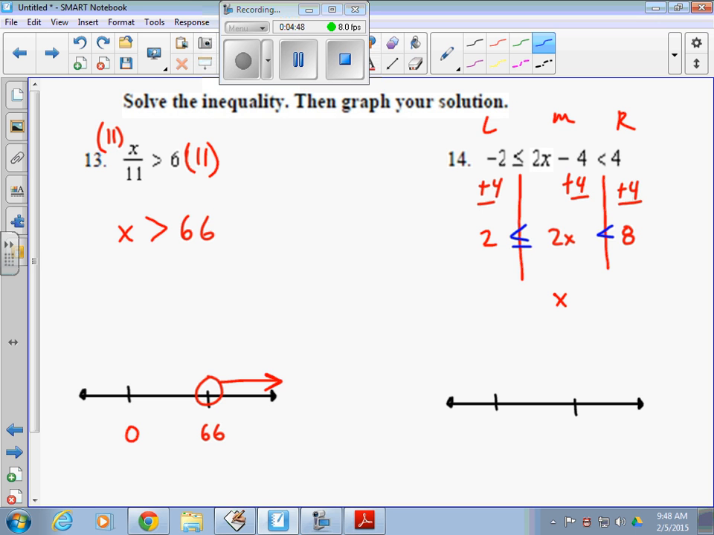The last step we need to do to get x by itself in the middle is to undo 2 times x. In order to undo 2 times something, we know to divide. To keep x, we're going to divide by 2. Again, whatever we do to the middle, we're going to do to the left, and we're going to do it to the right.